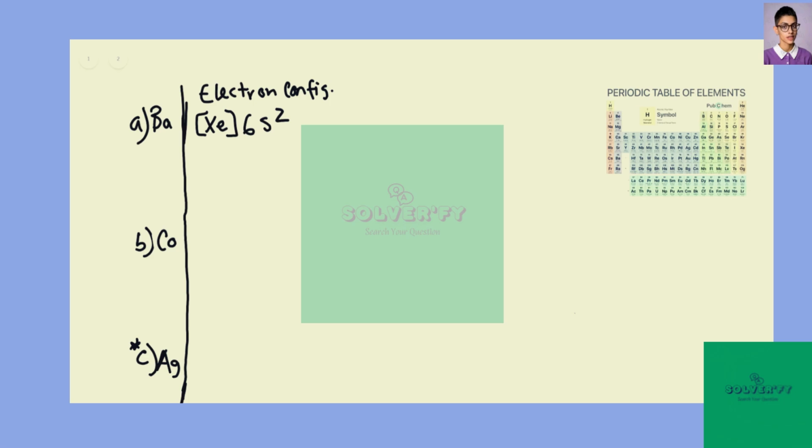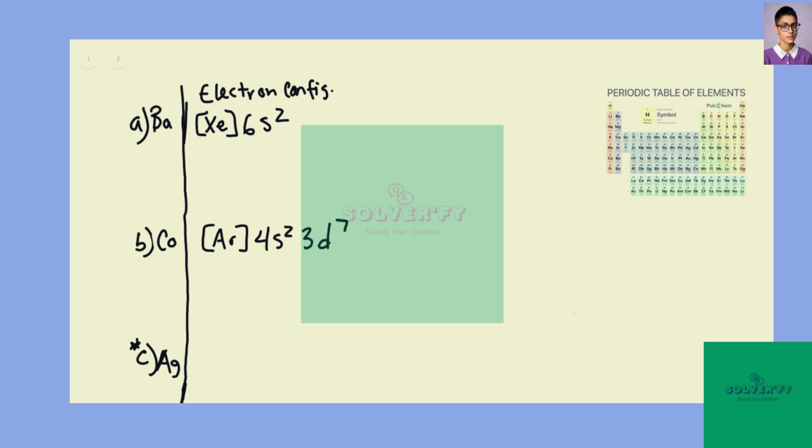Next, we'll move on to cobalt, which is in the middle of the 3rd row of the D block. And so its most recent noble gas is argon. So argon, followed by 4s2. And then 3d, 1, 2, 3, 4, 5, 6, 7, 3d7.